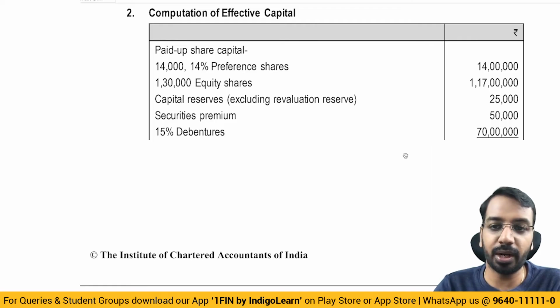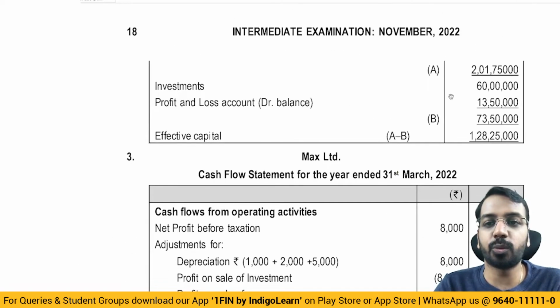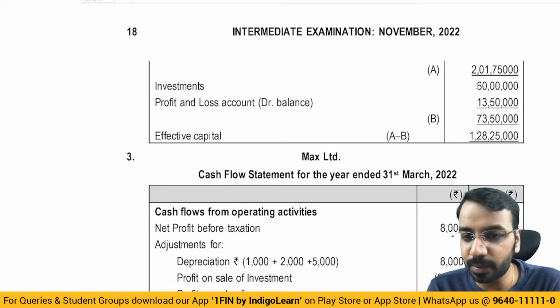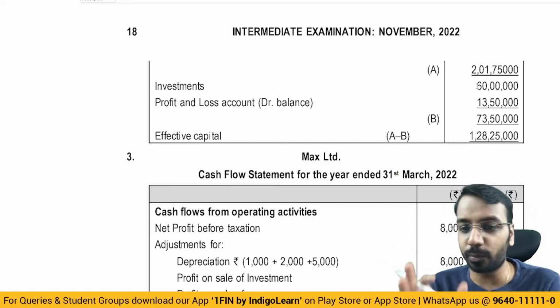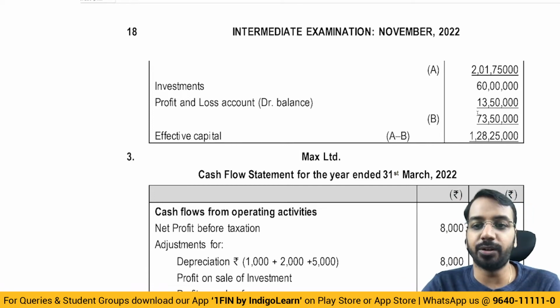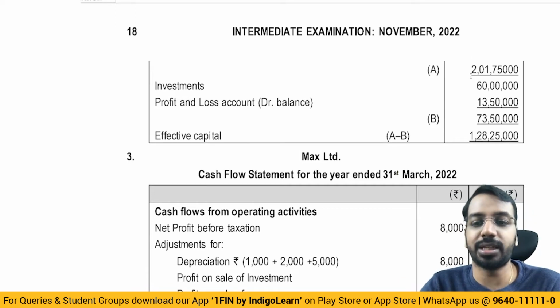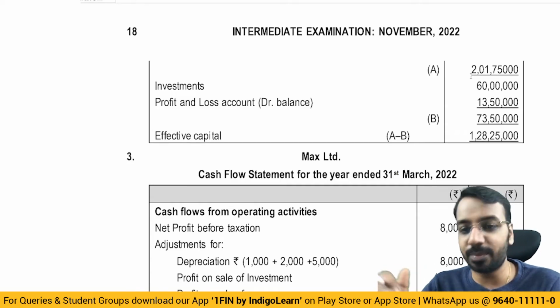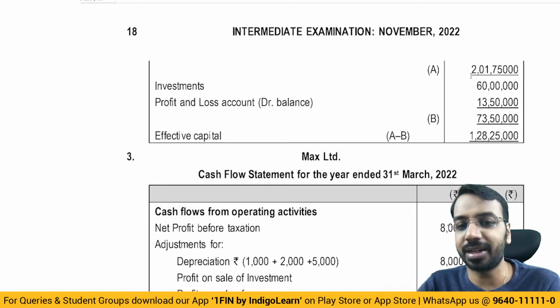15% debentures included. Then reduce what? Investments. Why will you reduce investments? Because this is a non-investment company, so the portion pertaining to investments will be reduced, and P&L debit balance will be reduced. So A minus B, the total of the capital items minus the investments and P&L debit balance, you get the effective capital.